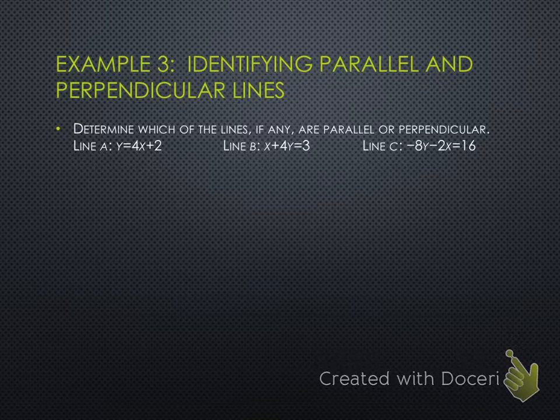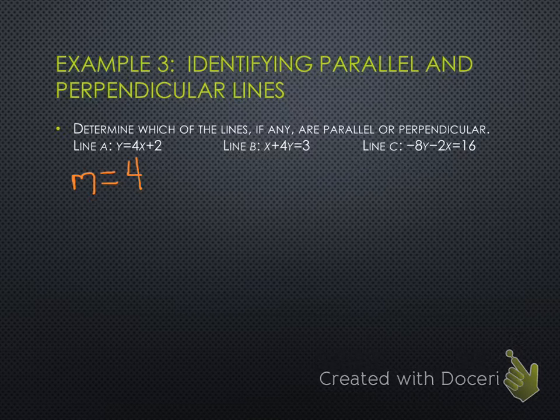So let's look at a couple examples here. For example 3, we're identifying parallel and perpendicular lines. We're to determine which of these lines, if any, are parallel or perpendicular. So the first thing I want to do is get all of these in y equals mx plus b. That way I can quickly identify what the slope is. For line A, it's already in that form. So I can tell you for line A, my slope is 4. Because remember, the slope is the coefficient of the variable x.